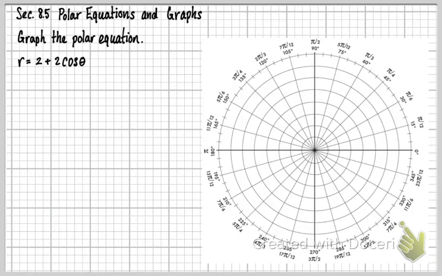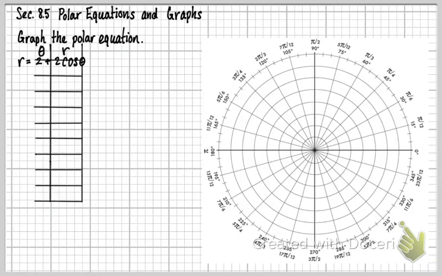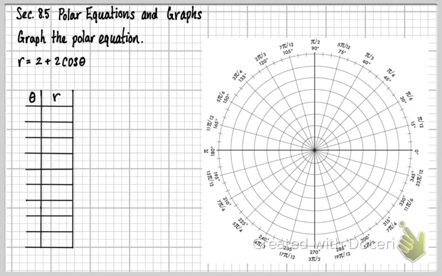Now you don't always have to pick the same values I pick, but you've got to make sure you get enough to understand it. So I'm just going to put this table in here, and this is what we're going to start with. I'm going to do the same thing I did for the last one and pick every pi quarters. So that's 0, pi fourths, pi halves, 3 pi fourths, pi, 5 pi fourths, 3 pi halves, 7 pi fourths, and then 2 pi. So again, I'm going to go through and find all of those values.